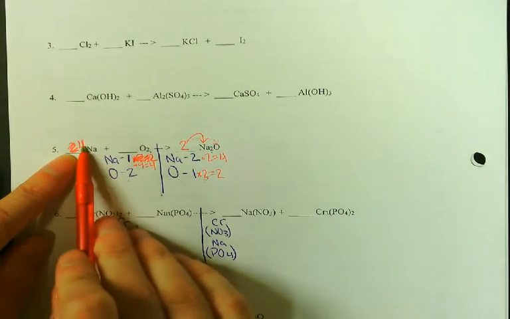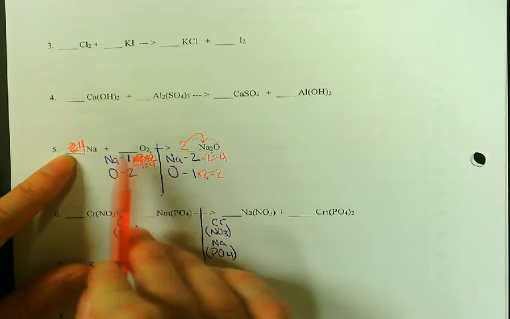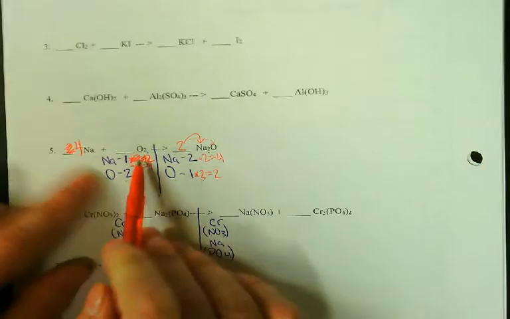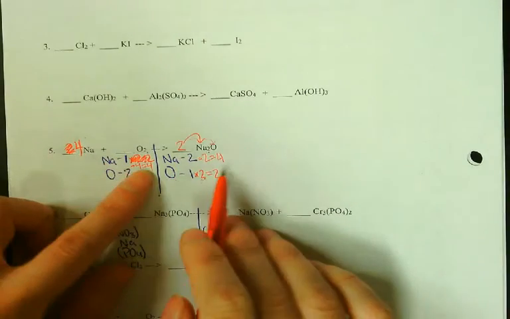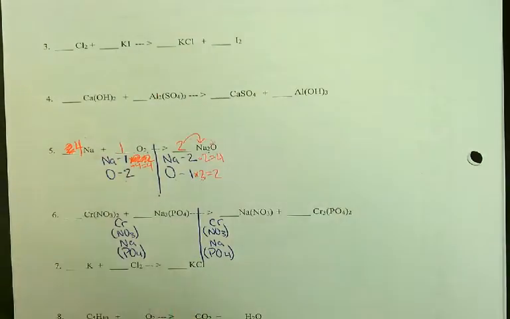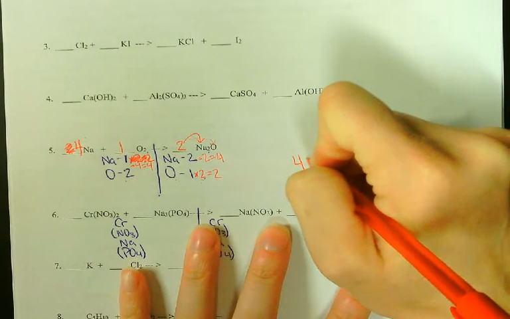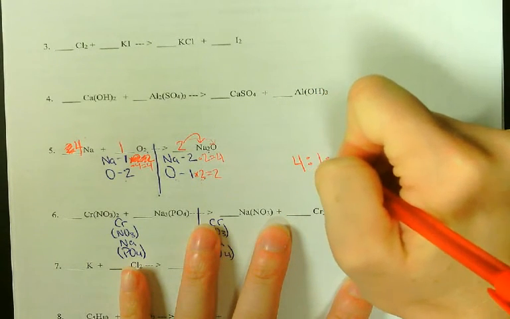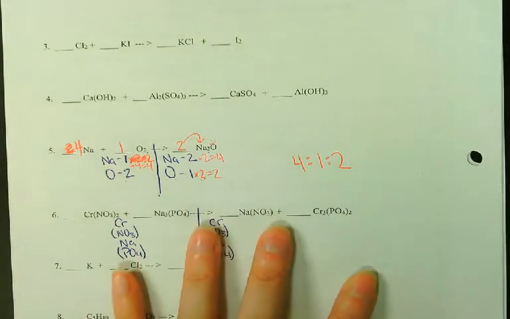So now I have 1 times 4, 4 sodium, 2 times 2, 4 sodium, and then 1 times 2, 2 oxygen, and 2 times 1, 2 oxygen. So I'm balanced. 4 and 4 on the bottom, 2 and 2 on the bottom, which means I'm going to put a 1 in the blank. So the ratio of these coefficients, or the molar ratio, is 4 to 1 to 2. And now it's balanced.